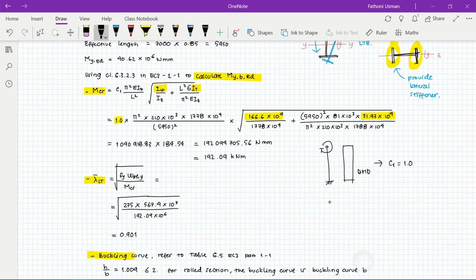But if there is a lateral force acting on the column, and then at the bottom it is fixed, and at the top it is pinned, so the bending moment will be like this. And then C1 is not equal to 1.0.